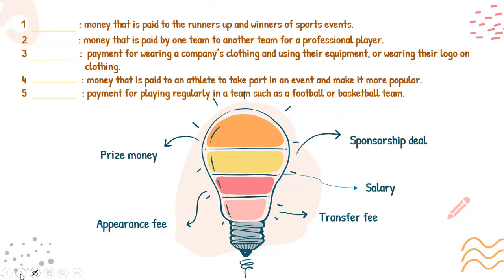So we have 5 sentences here, 5 meanings that you have to match with all the words given. Alright, first one, money that is paid to the runners-up and winners of a sports event. Alright, this one we could say the first answer is, okay, I shared with you the first answer, prize money. Okay, the rest you have to complete on your own for number 2, 3, 4 and 5. Okay, and are you clear? So we move on to another slide.